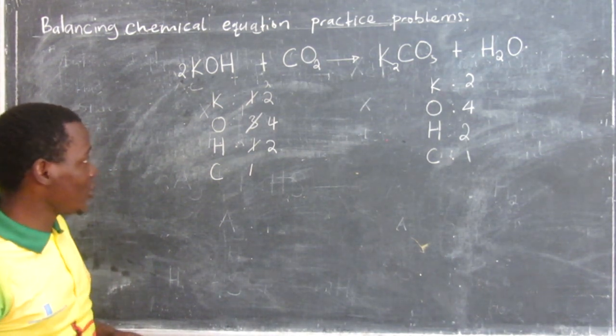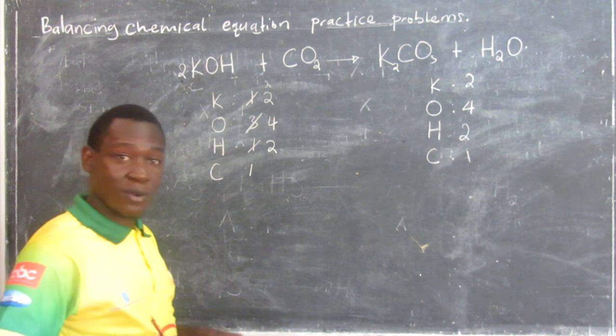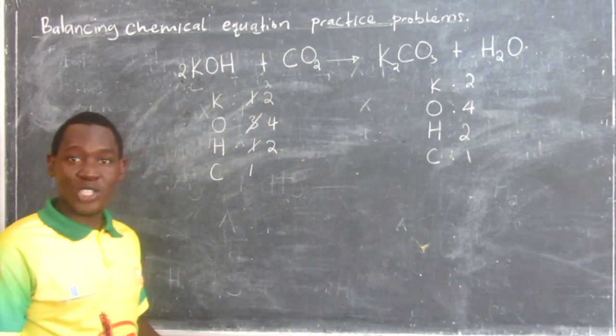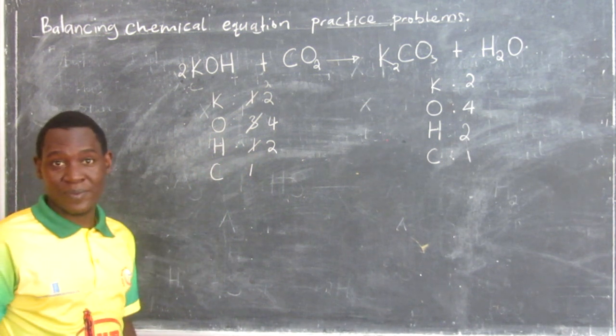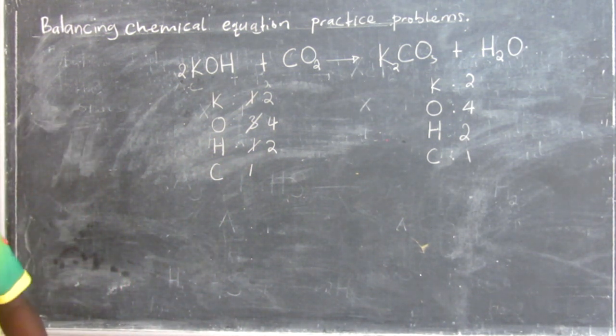We have made sure that the number of each atom is the same as the number of each atom on the other side. If nothing has changed, then our equation is a balanced equation. Is it okay? Alright. Let's do another example, and you see how we can balance it.